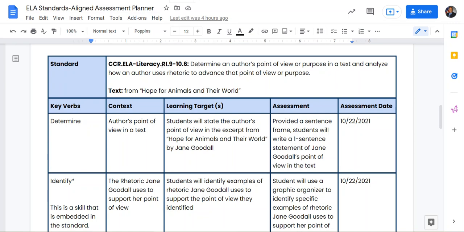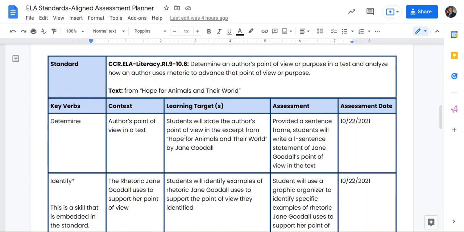So the standard that I have chosen comes from the 9-10 grade band. It is RI, which means reading informational text, 9-10, the grade level, and standard 6, which is determine author's point of view or purpose in a text and analyze how that author uses rhetoric to advance that point of view or purpose. And the text we're looking at is from the grade 10 collections. It's an excerpt from an essay, Hope for Animals and Their World.